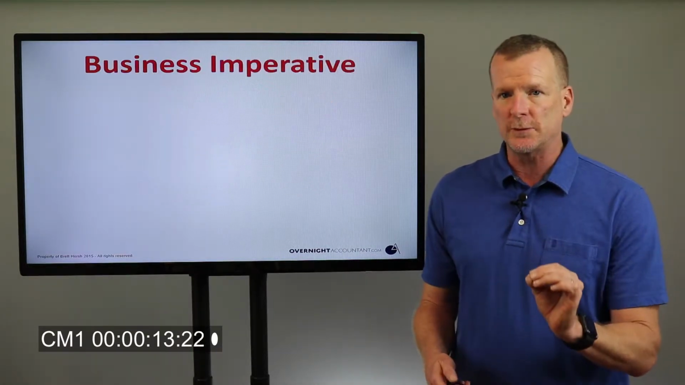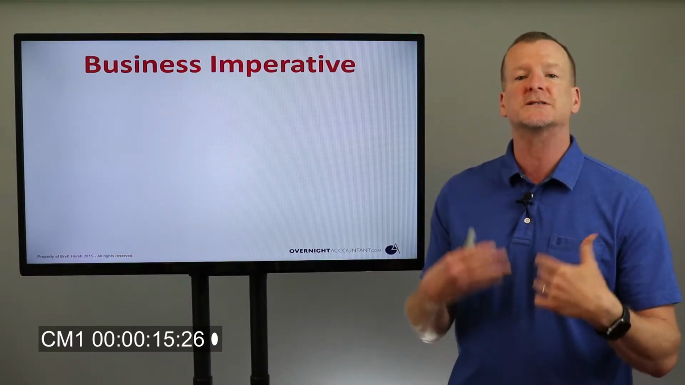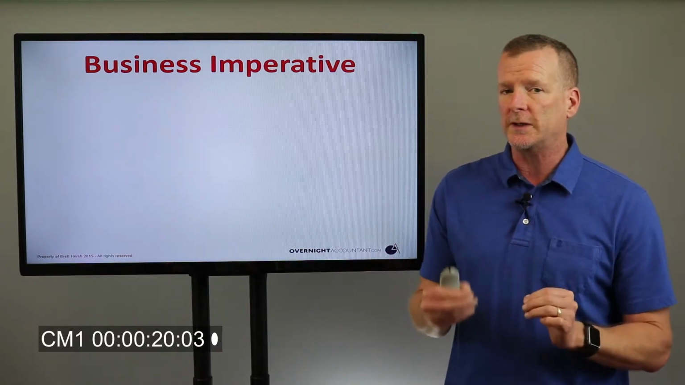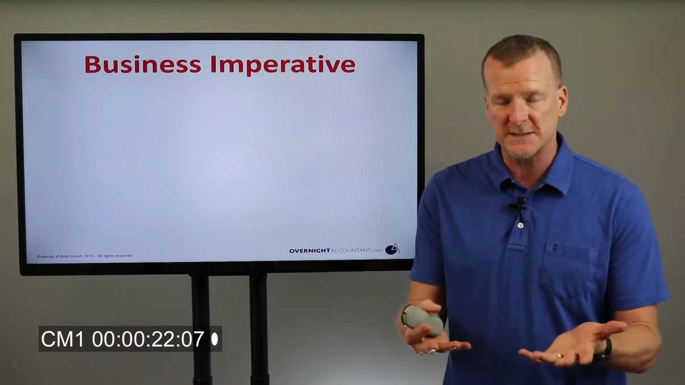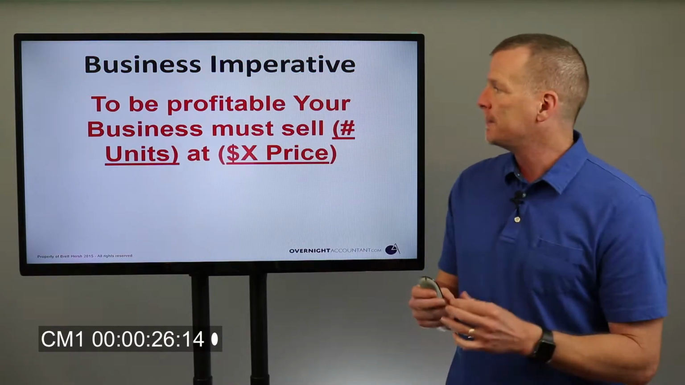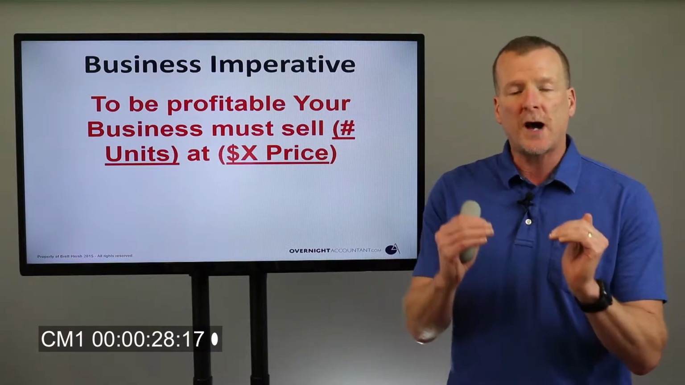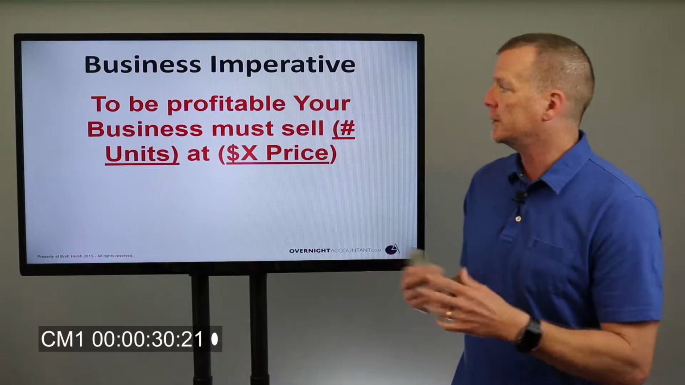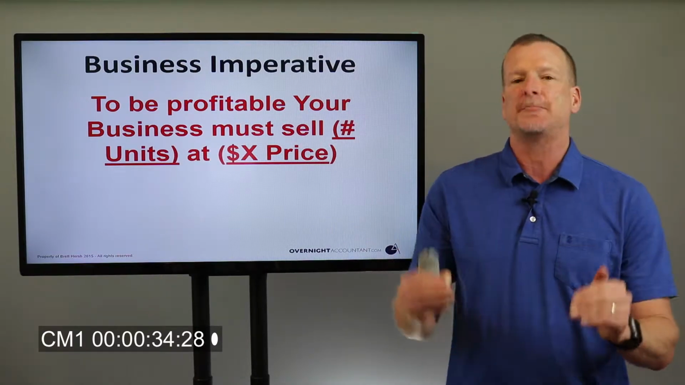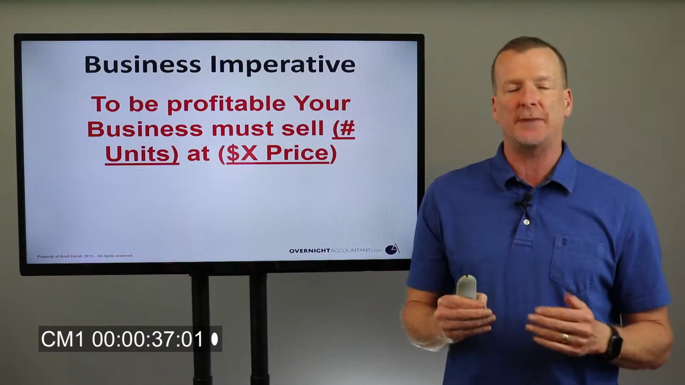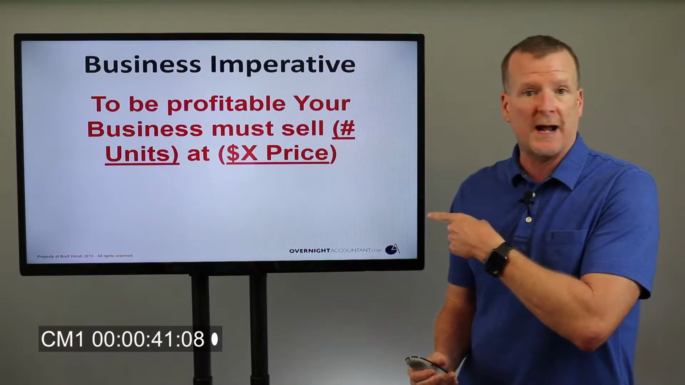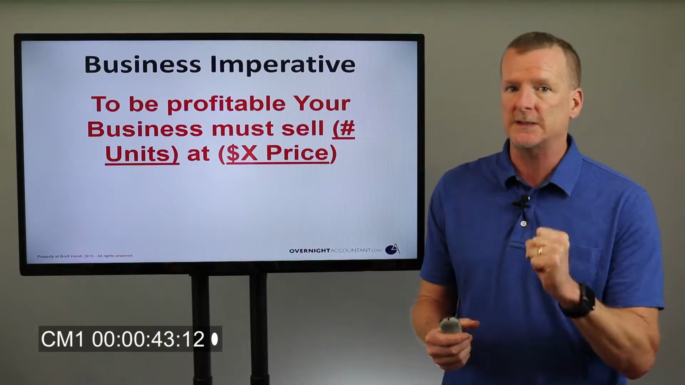Now, as we continue with Pillar 3, if you recall, we introduced a business imperative, and all these lessons are working towards helping you create your business imperative. If you recall, to be profitable, we need to determine how many units your business must sell at what price. That's really a business imperative. It's imperative because if you want to achieve an entrepreneurial profit, your business is going to have to do this. That's what we want to get to.